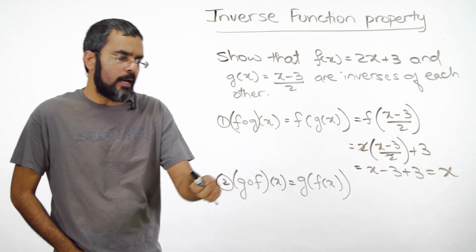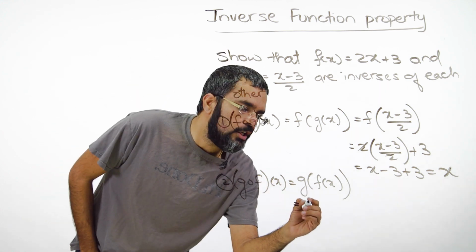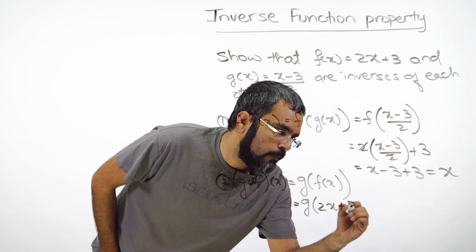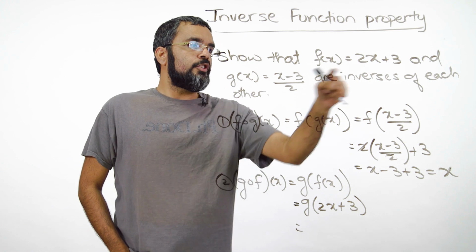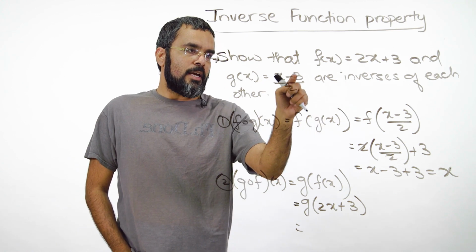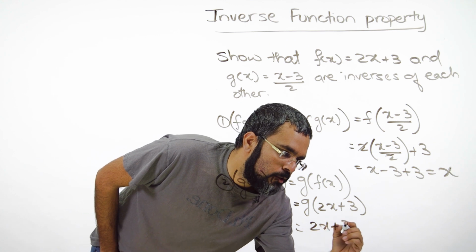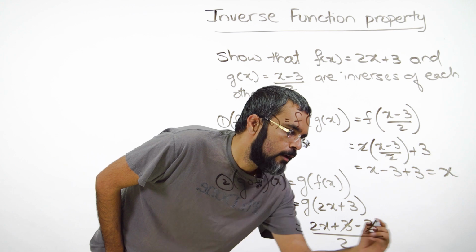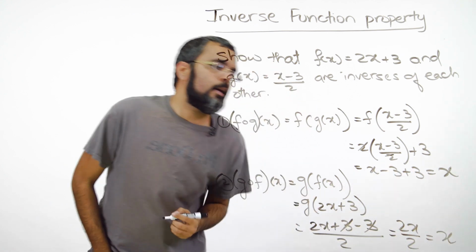Well, now let's take a look at g o f of x. So this is g of f of x, which is g of 2x plus 3. Okay, and so what does g do? Well, g first subtracts the 3 and then divides everything by 2. So I'm going to get (2x plus 3 minus 3) over 2. So that cancels off, which gives me 2x over 2, which is simply x.